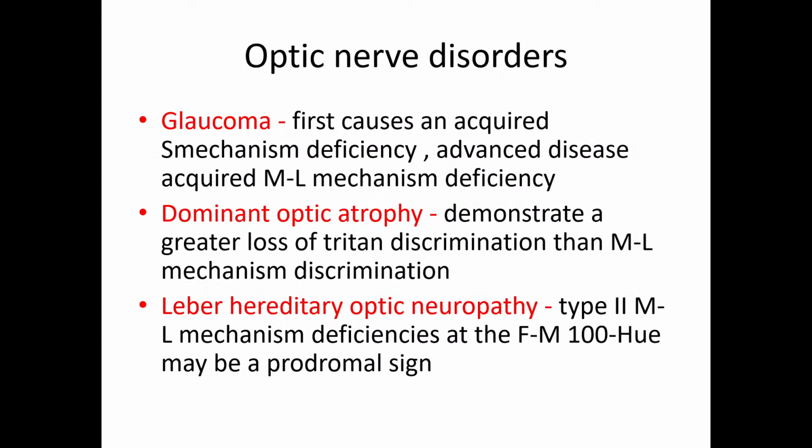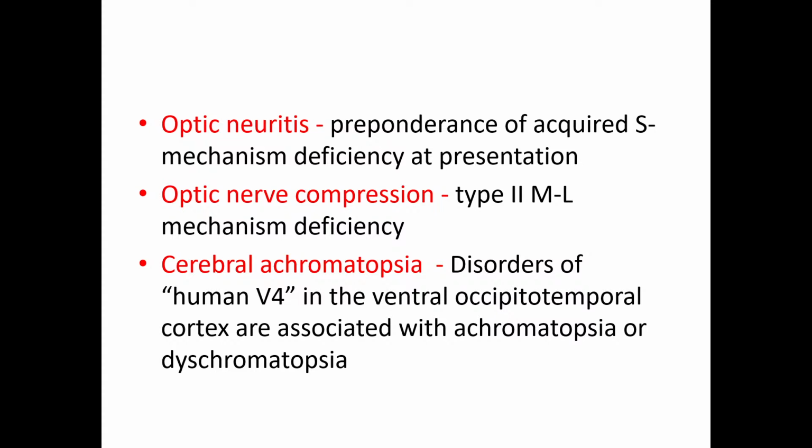In optic nerve disorders, glaucoma first causes an acquired blue color deficiency, then later a red and green color deficiency. Leber's hereditary optic neuropathy: color deficiency is a prodromal sign.